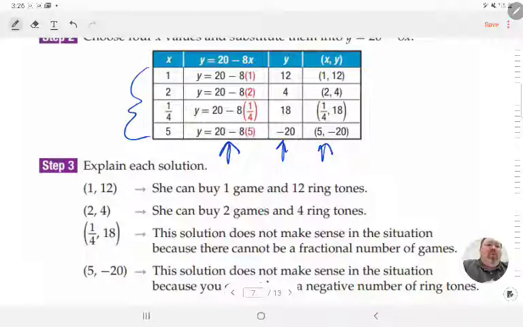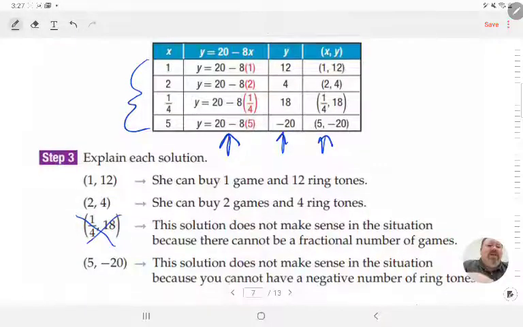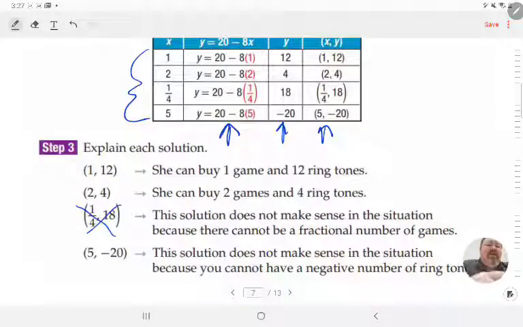And then (1/4, 18). Well, you're not going to buy 1/4 of a game, so that does not make sense. So that would not actually work, okay? So it doesn't make sense. And then (5, -20). Again, you're not going to buy a negative amount of ringtones, so that's not going to work.